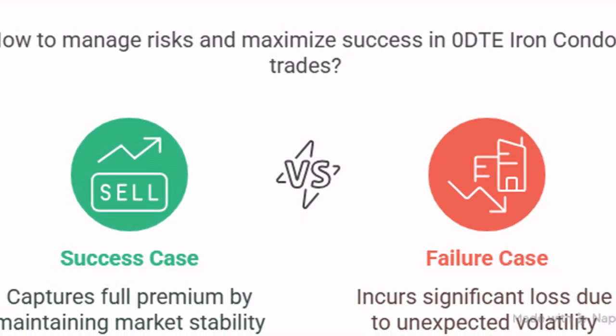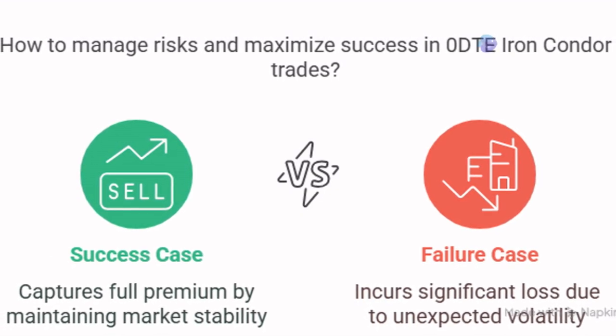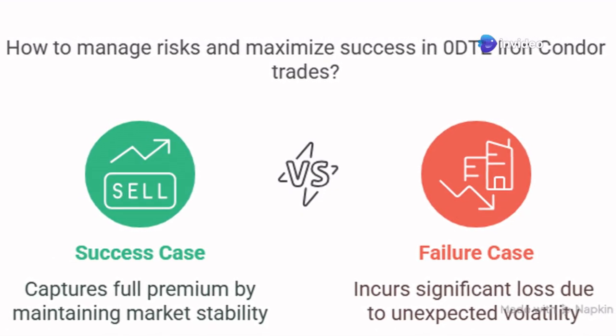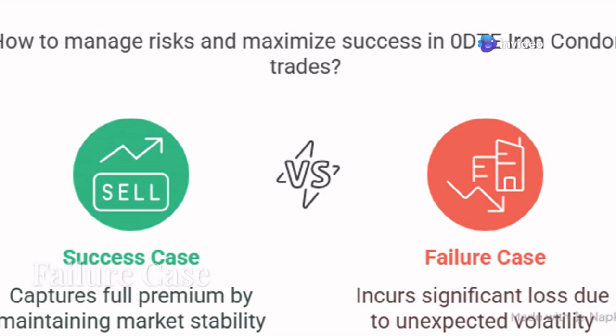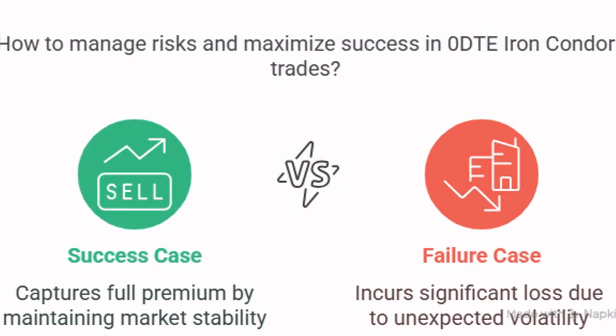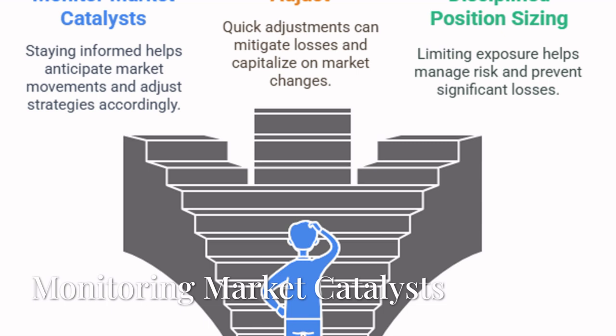Success case. A trader correctly identifies a low volatility day, selects appropriate strike prices, and captures full premium as the market remains within range. Failure case. A sudden news event causes unexpected volatility, breaching the short strikes and resulting in a significant loss.